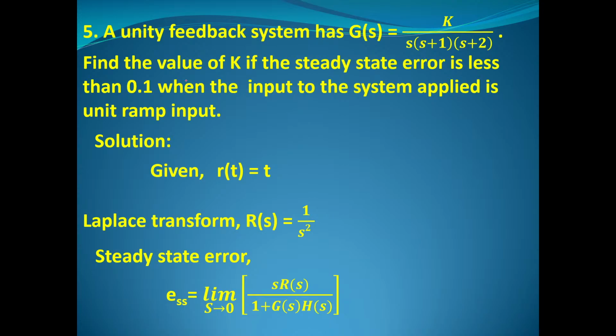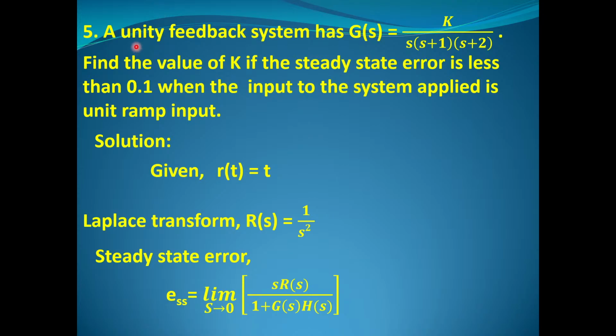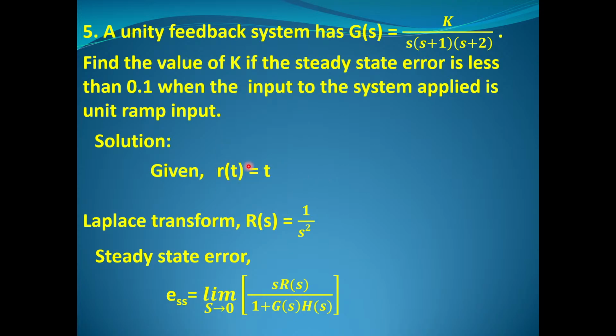So that's it. I hope you have understood. Next, this is the last numerical problem. A unity feedback system has G of s given by K by s into s plus 1 into s plus 2. Find the value of K if the steady state error is less than... Same thing, isn't it? Am I repeating the same problem? No, I'm not repeating the same problem.